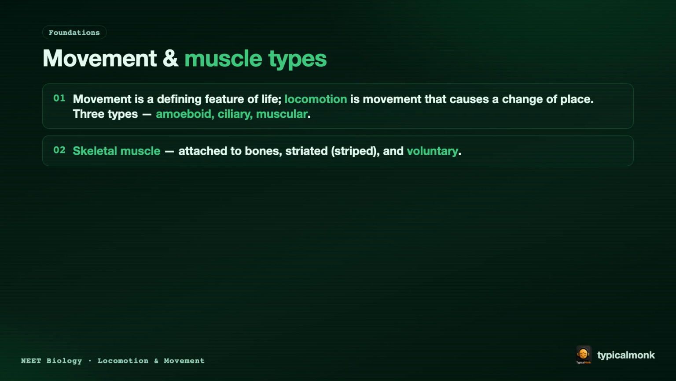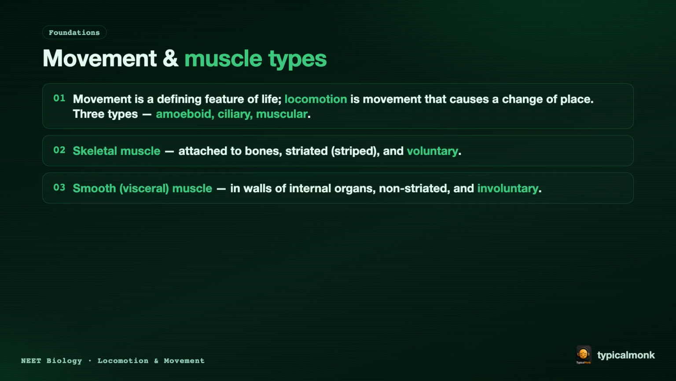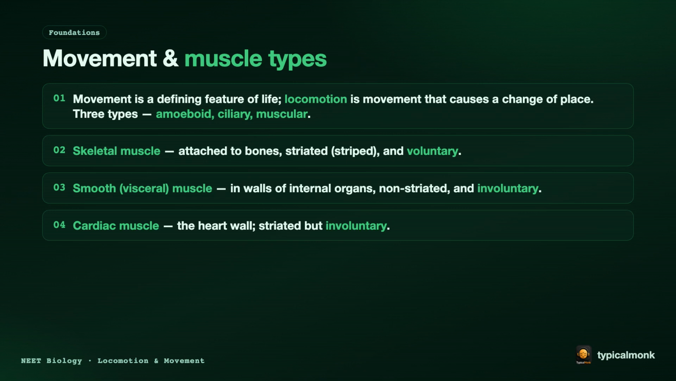Skeletal muscle, attached to bones, striated, that is striped, and voluntary, that is under our control. Smooth, that is visceral muscle, in the walls of internal organs, non-striated and involuntary. And cardiac muscle, the heart wall, it is striated but involuntary.